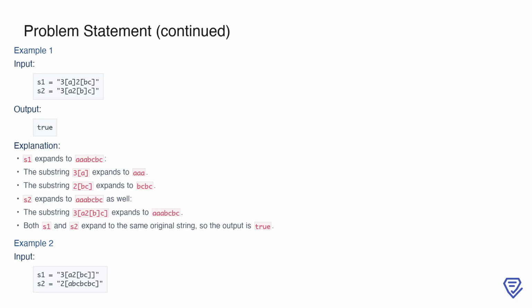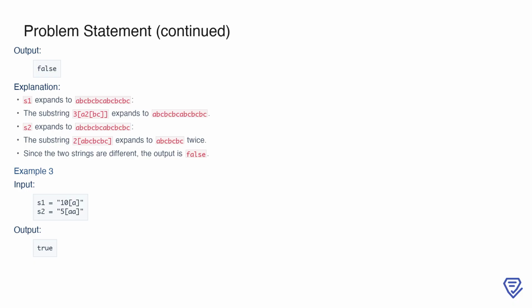Here, S1 is 3a2[bc], and S2 is 3[a2[bc]]. When we expand S1, the substring 3a gives us aaa, and 2[bc] gives us bcbc, resulting in aaabcbc. For S2, the substring 3[a2[bc]] expands as follows: the 2[bc] becomes bcbc, and repeating that 3 times gives the full string. Since both S1 and S2 expand to the same string, the output is true. This demonstrates that there is at least one original string that both encoded strings can represent.